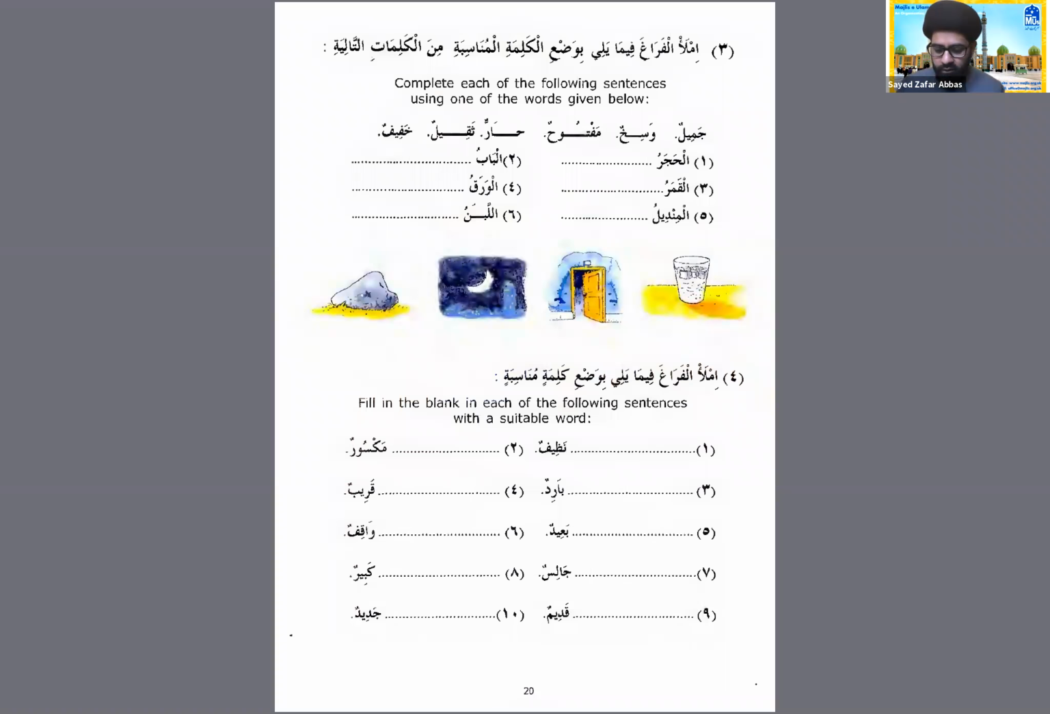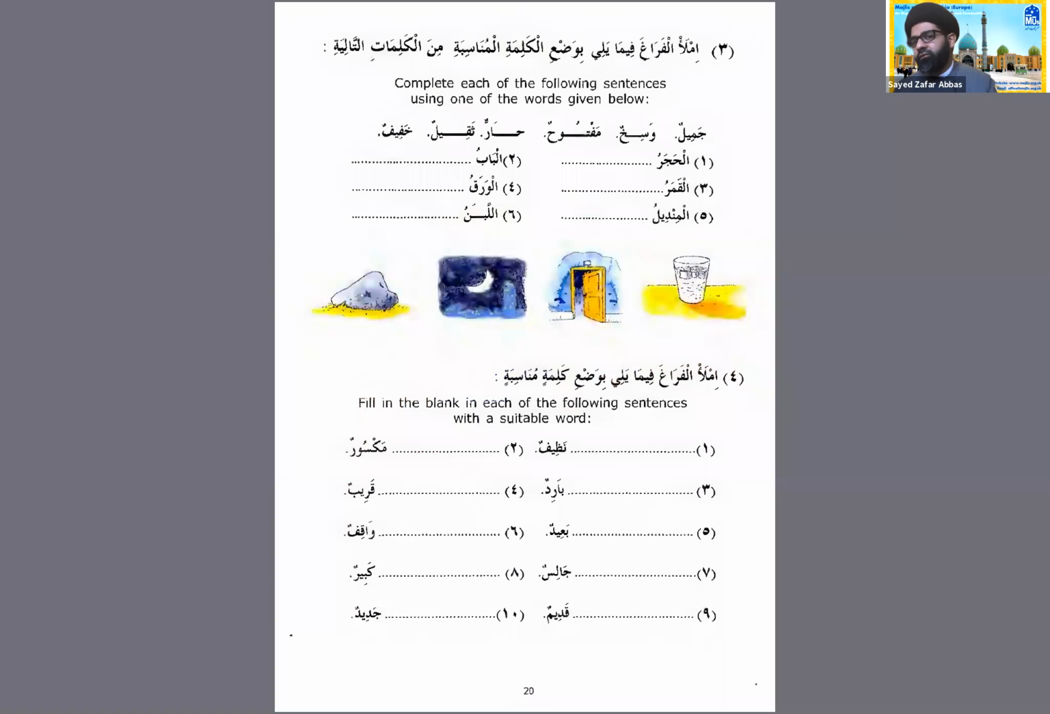Then we have number 2. Something is maksur. Something is broken. So we can have al-qalamu maksur. The pen is broken. Then number 3, we have barid. Something is cold. So al-labanu barid. The milk is cold. Then we have qarib, near. So we can have here describing qarib, al-masjidu qarib. The masjid is near. Then we have ba'id. We can have al-baytu ba'id. The house is far away.